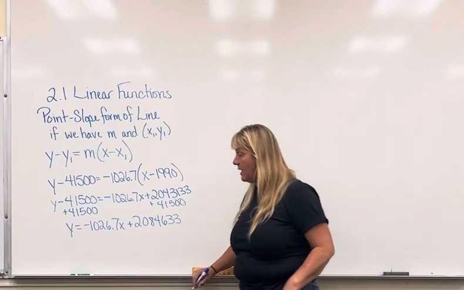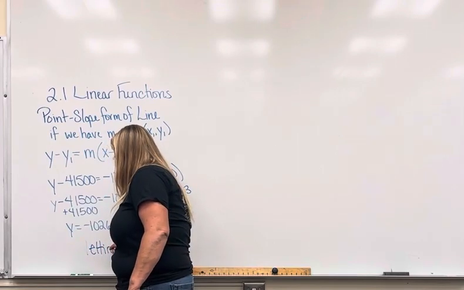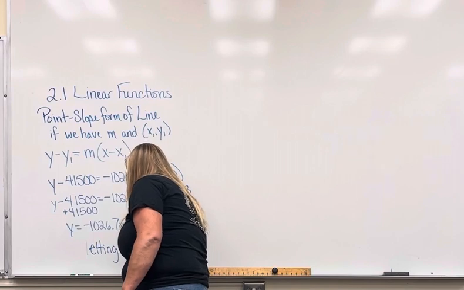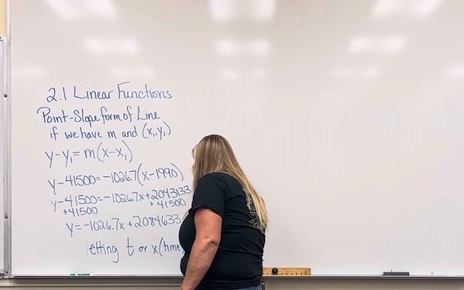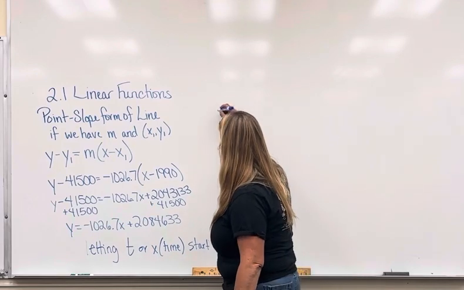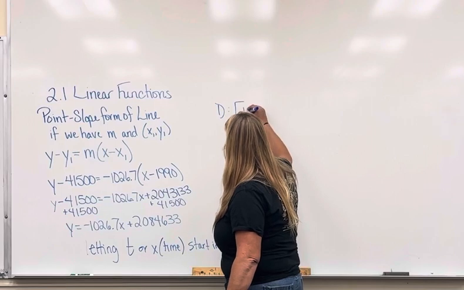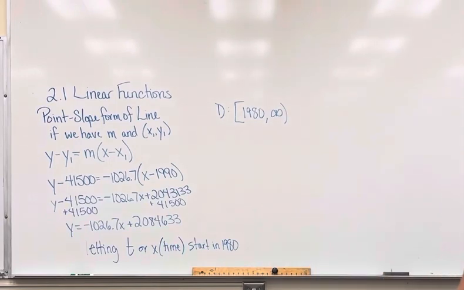So what you might see is they give a limited domain where they say, let t, or x being time, start in 1980. So there you might see something like domain equals 1980 to infinity. Okay, so with the assumption that Barfville's domain starts in 1980 and heads towards infinity. Now, again, it's real world, so is it going to go for infinity? No, but at least that gives us a limit.